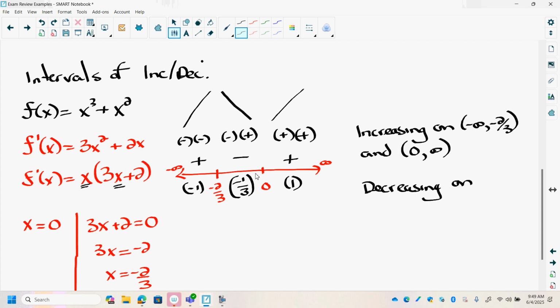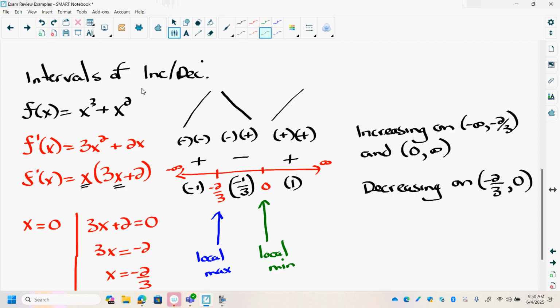Negative 2/3 to 0. Wicked. What do I have going on right here? It's going from positive to negative at that critical number. Increasing to decreasing. I got to hit a what? A high point, a maximum. Wicked. And the opposite situation here. It's going from decreasing to increasing. So we have a local min.